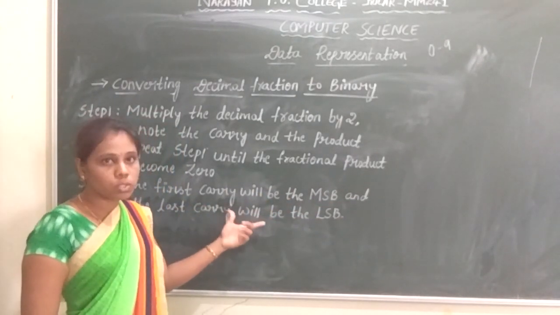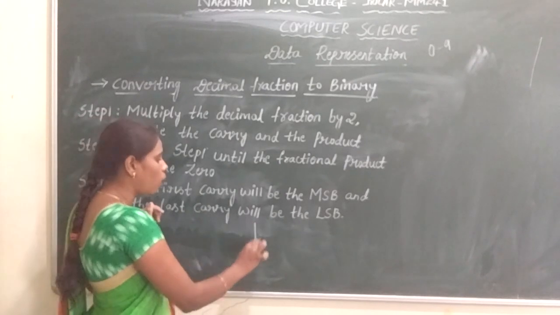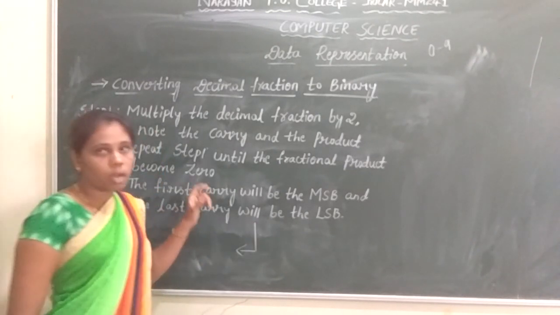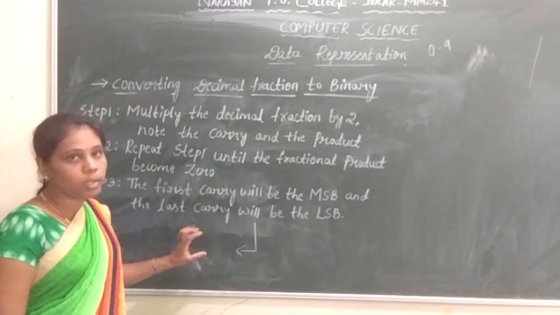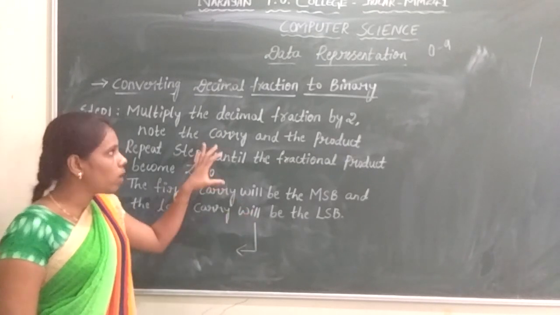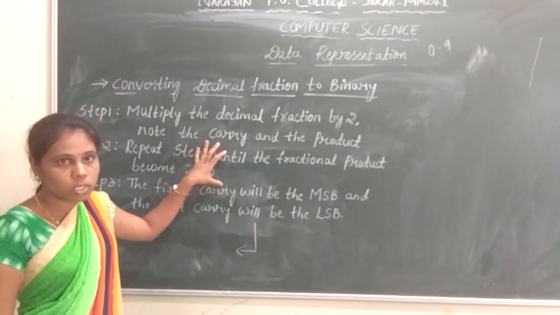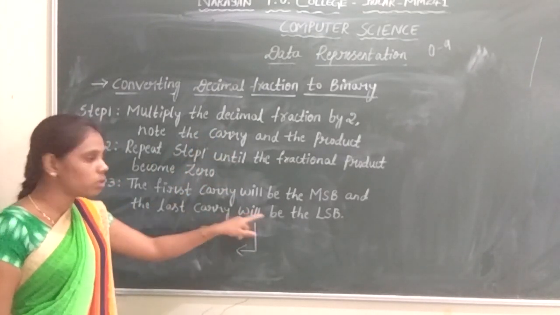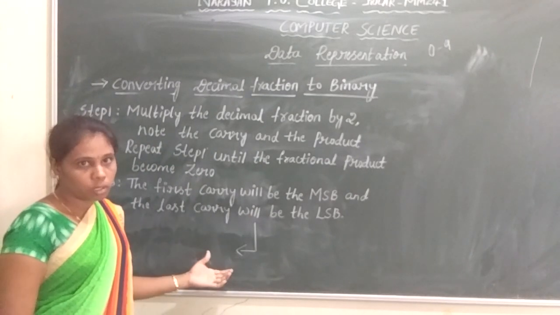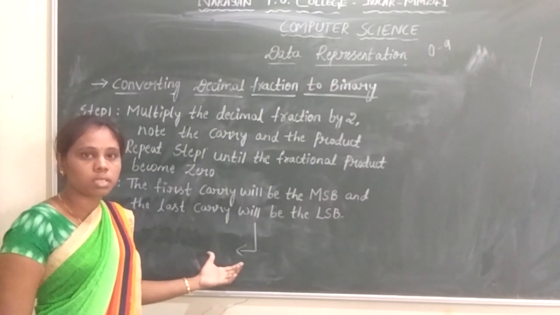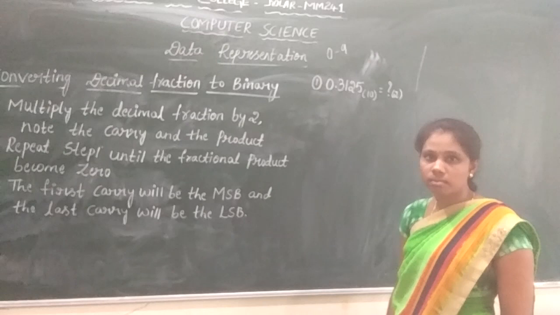And here the values will be written from top to bottom. When we have only the integer part, the values will be written from bottom to top. When we are doing the decimal fraction to binary conversion, we need to write down the values from top to bottom. Now we will see one example for this conversion.